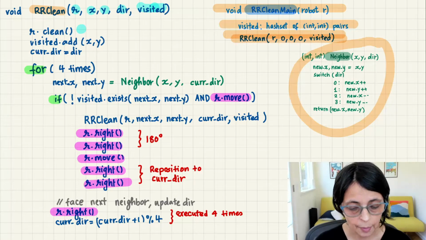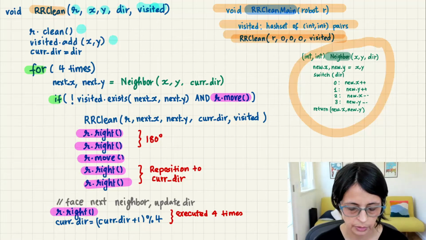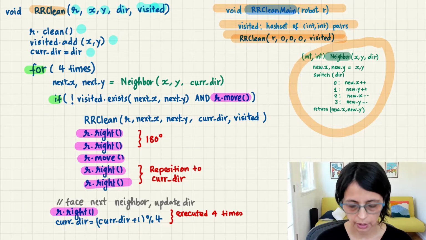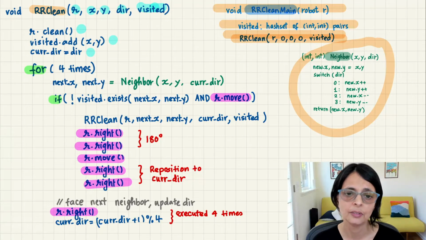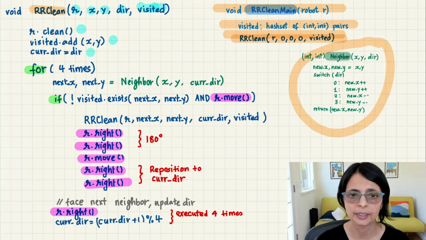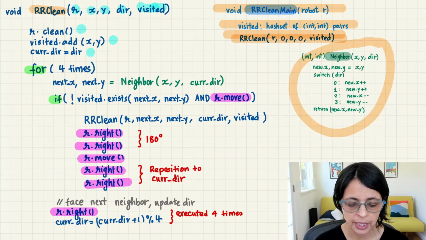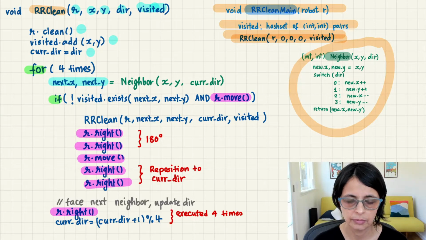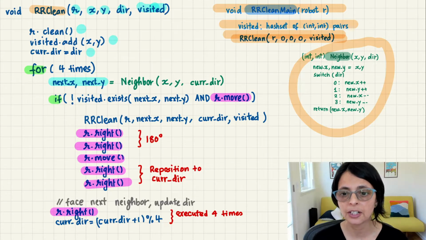Next, we mark it visited. So we take our visited data structure and add XY to it. Set the current direction to the current direction, dir. Then basically we do what we talked about before 4 times, right? So first we compute the next neighbor, the facing neighbor. What is the neighbor that I'm facing? We have the subroutine. Then we're going to try and recurse on that neighbor.